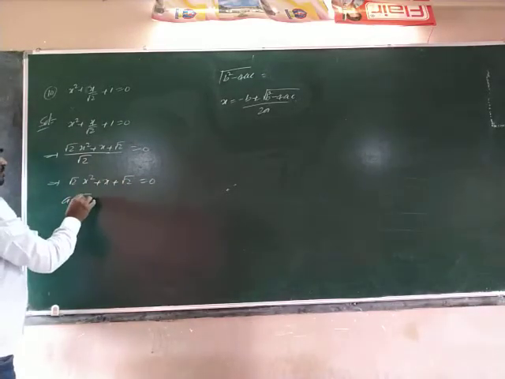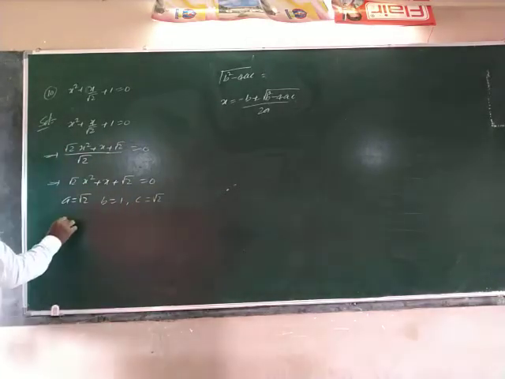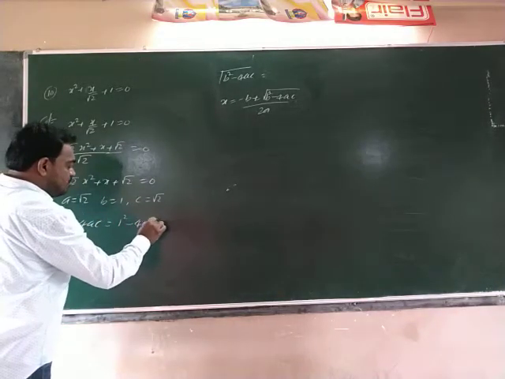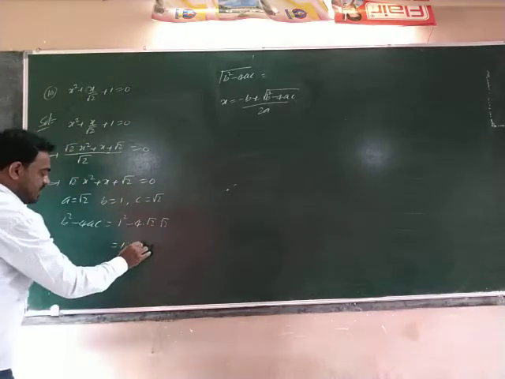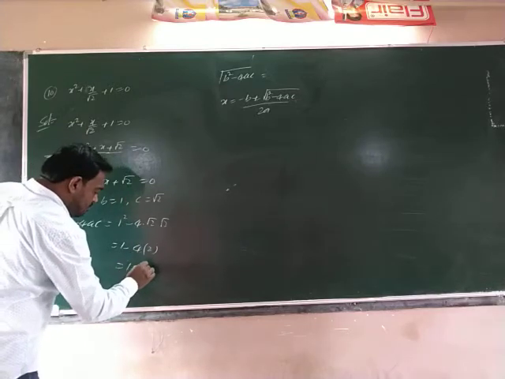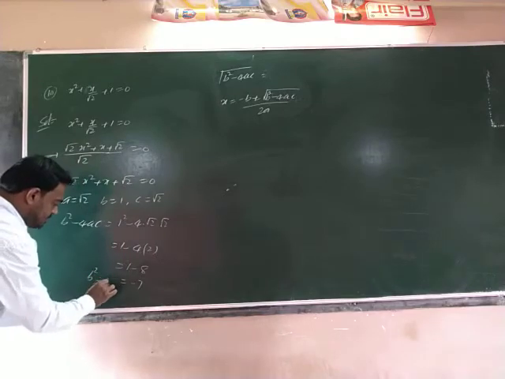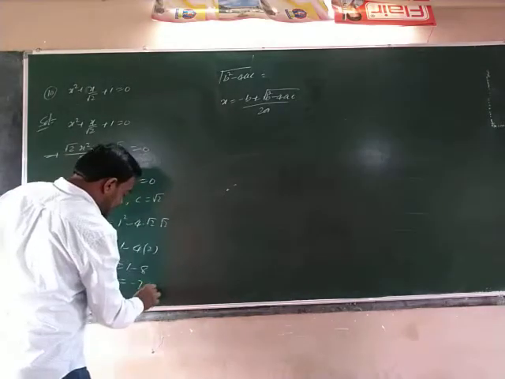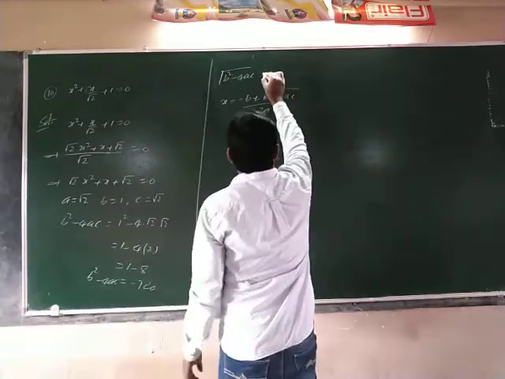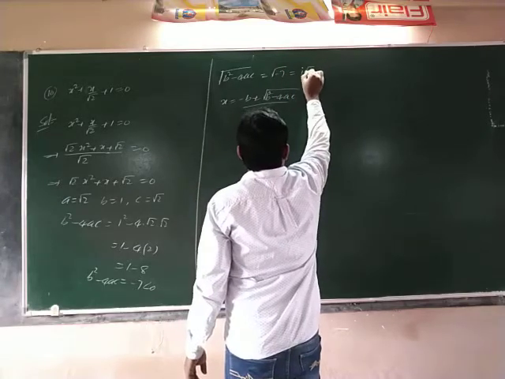Here a is equal to root 2, b is equal to 1, c is equal to root 2. Now the value of b square minus 4ac: 1 square minus 4 into root 2 into root 2. This is 1 minus 4 into 2, which is 1 minus 8 equal to minus 7, which is b square minus 4ac. It is less than 0. So the square root of b square minus 4ac is the square root of minus 7, which is i root 7.